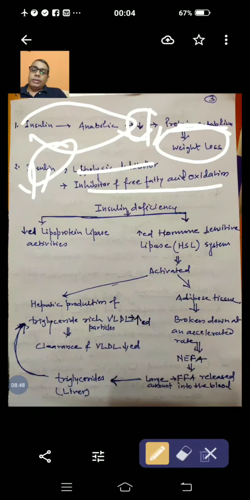If we look at how peripheral tissue lipolysis is mediated, there are two enzyme systems you can see. One is the lipase, lipoprotein lipase activity, and another is the hormone sensitive lipase system, that is HSL.